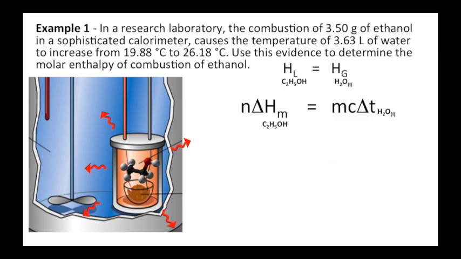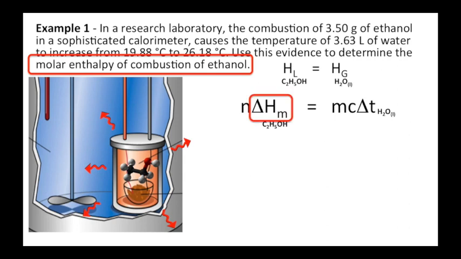So we will put that up there like so. Now heat lost by ethanol equals heat gained by water. n delta Hm for ethanol equals mc delta T for water. This energy equals this energy, right? The arrows that left are gained by the water. Now we've got to find the molar enthalpy of combustion of ethanol.